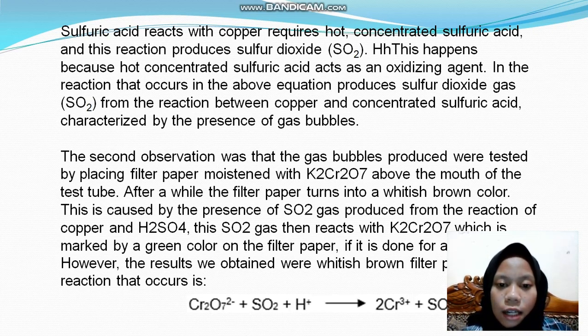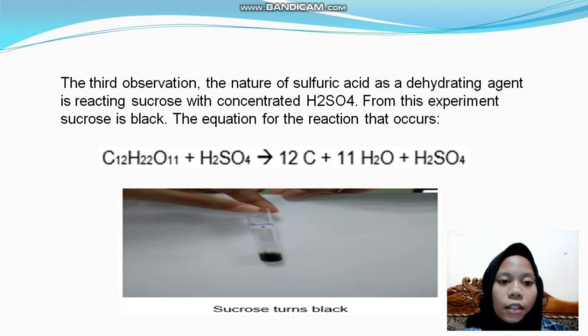This sulfur dioxide gas then reacts with potassium chromate, which is marked by a green color on the filter paper if it is done for a while. However, the result we obtained was a brown filter paper. The third observation, the nature of sulfuric acid as a dehydrating agent, is reacting sucrose with concentrated sulfuric acid. From this experiment, the sucrose turned black. The equation for the reaction that occurs.